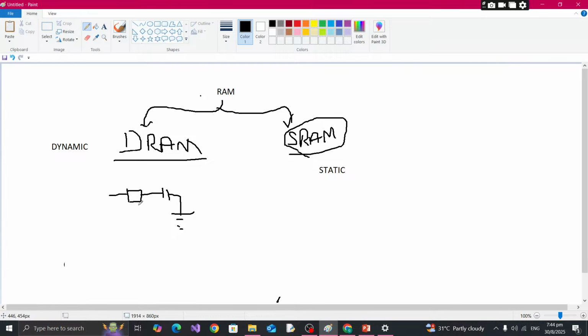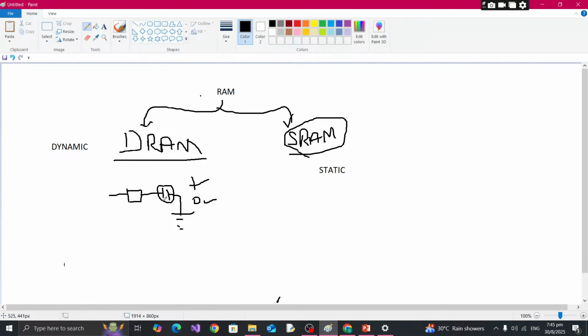If this memory cell wants to store a 1, it will store some voltage in this capacitor. If there is a voltage in this capacitor, it is called 1. If it is not there, it is called 0. The voltage may be at the micro level or the nano level. If it has a voltage, it is called 1. If it is not having, it is called 0.